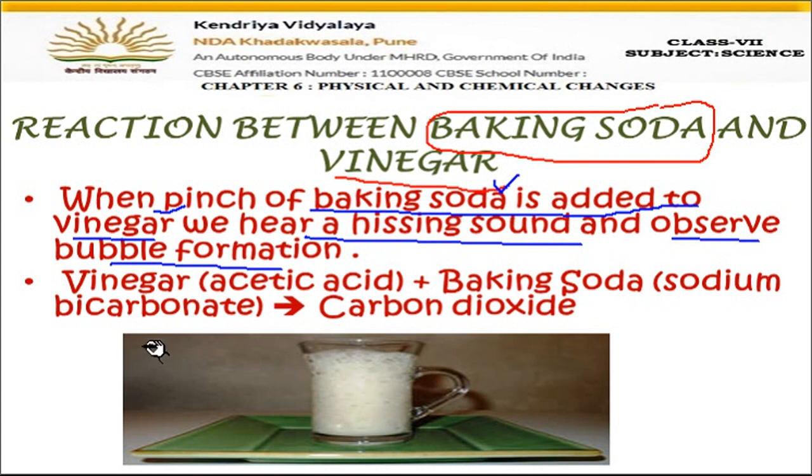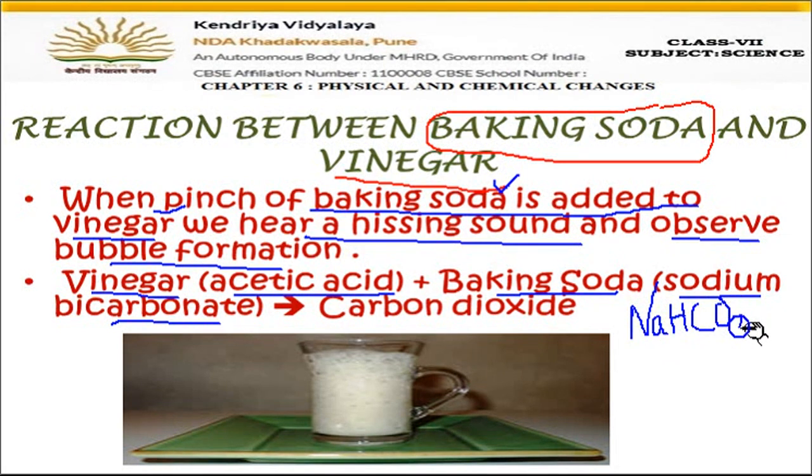So what is the reaction, students? Which acid is present in vinegar? It is acetic acid. And what is the formula for baking soda? It is sodium bicarbonate. How to write sodium bicarbonate? The symbol for sodium is Na, and bicarbonate is written like this: NaHCO3. This is the formula for sodium bicarbonate. And whenever carbonate is present in the reaction, the gas released is always carbon dioxide.